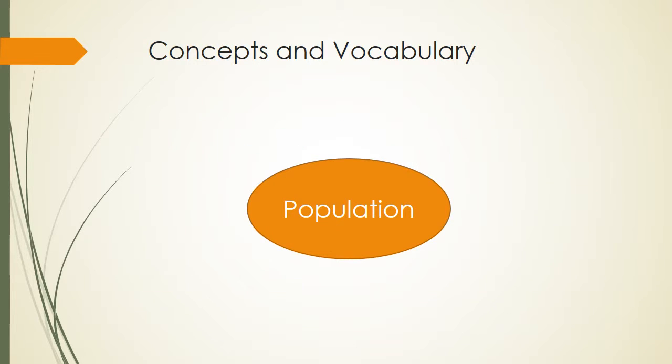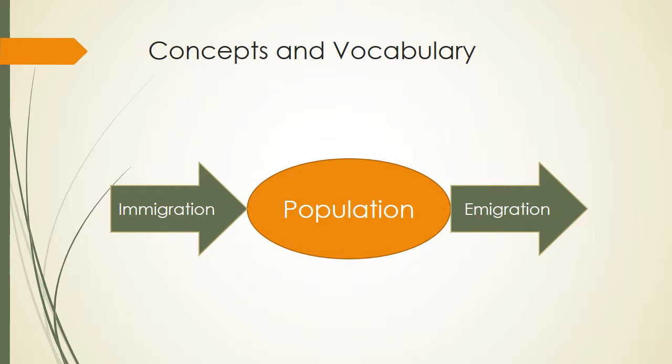When immigration occurs, individuals move into an area already occupied by an existing population. Emigration is the opposite of immigration. It's when individuals move out of an existing population.